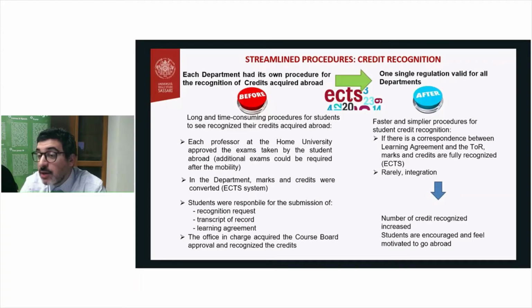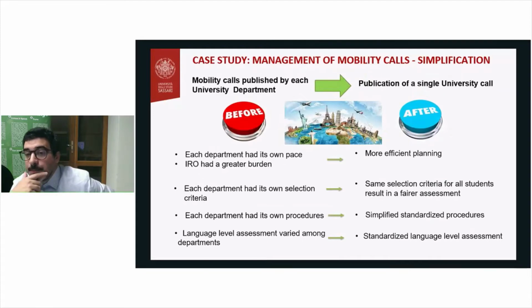is a national fund distributed across the universities in Italy, that is evaluated and earmarked based on the number of credits earned by the students abroad. Okay, so the increase of the number of credits also had a beneficial effect in the budget of our university. The same also applies to the mobility course that we have at the university.